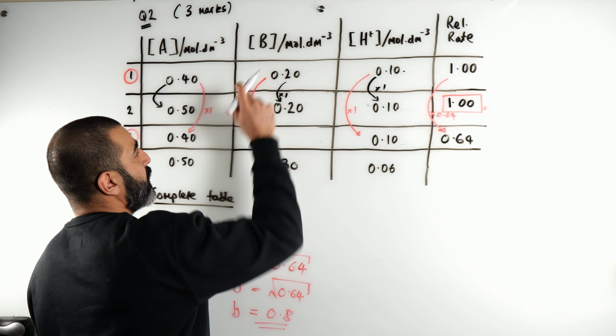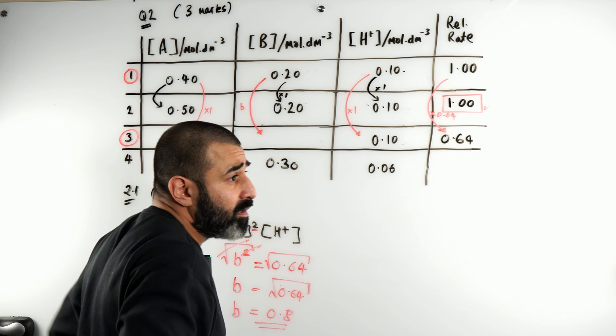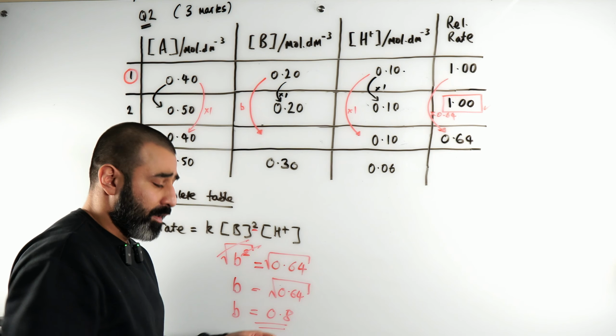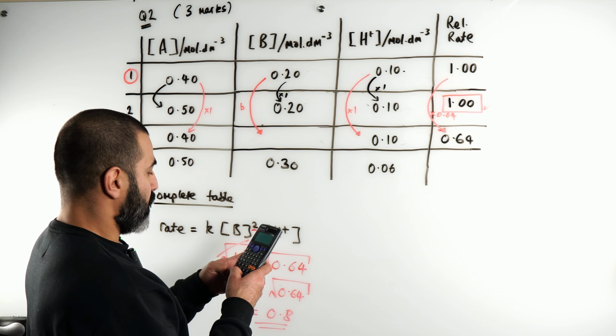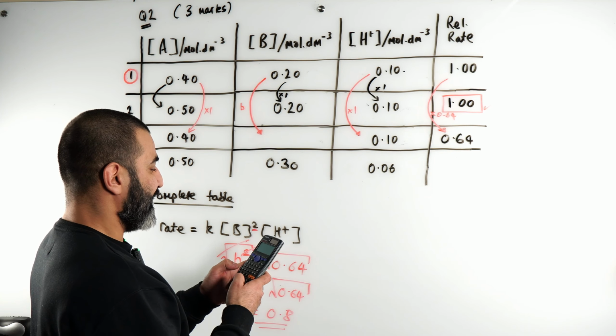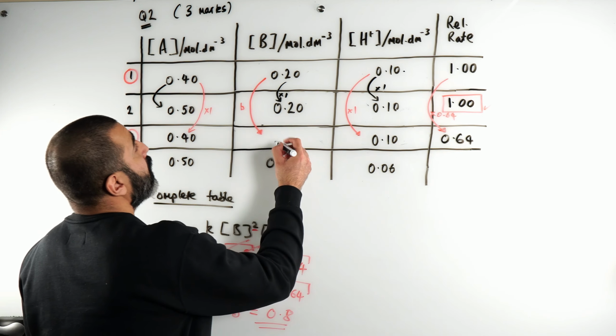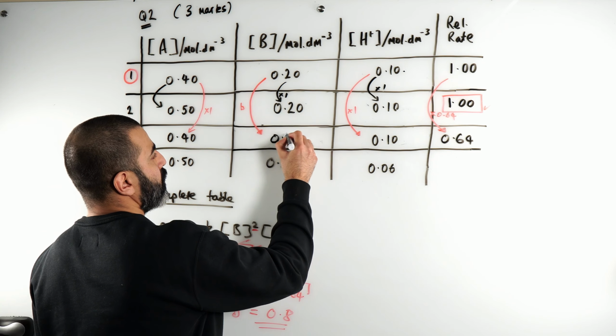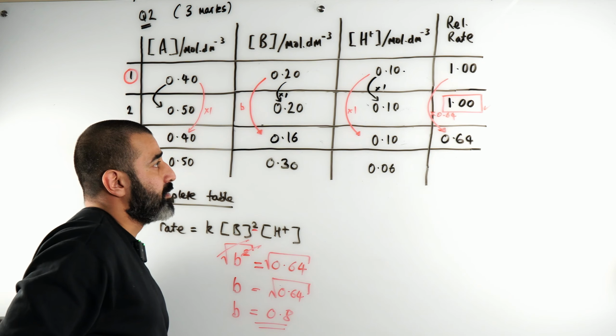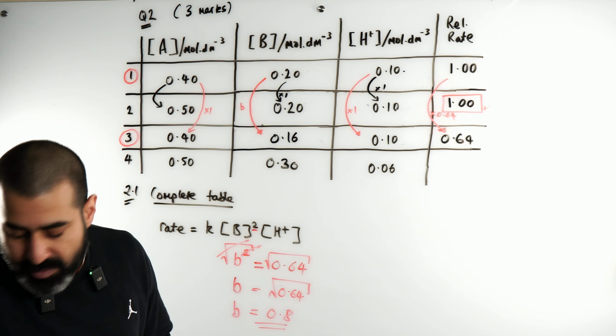So let's multiply 0.2 by 0.8. The best calculator, like cameras, is the one that you have in your pocket. So 0.2 times 0.8 gives me a new concentration of 0.16. Okay, I believe that is the answer. And let's put a box around that.